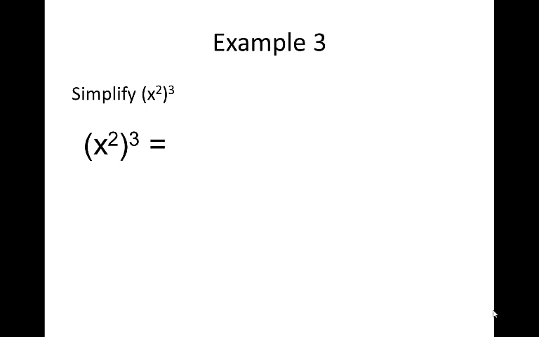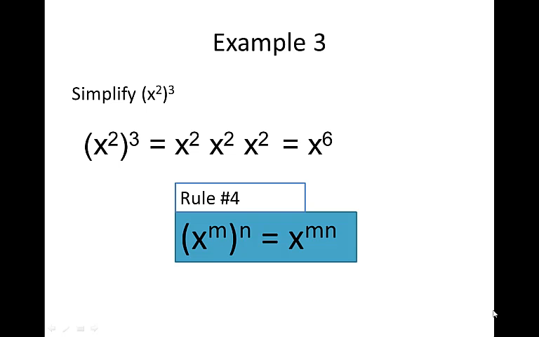So raising a power to a power. So if I had x squared to the 3rd, let's see if we can kind of semi-derive this. So what does x squared cubed mean? Well, it means I'm going to have x squared times x squared times x squared. And from the first property that we learned, what are we going to do with those exponents? Good, we're going to just add them up, x to the 6th. And this is our fourth rule, exponent rule. X to the m raised to the n is x to the m times n.